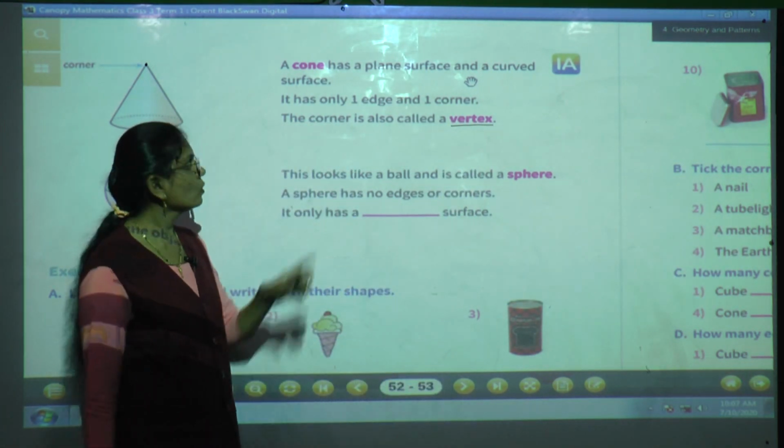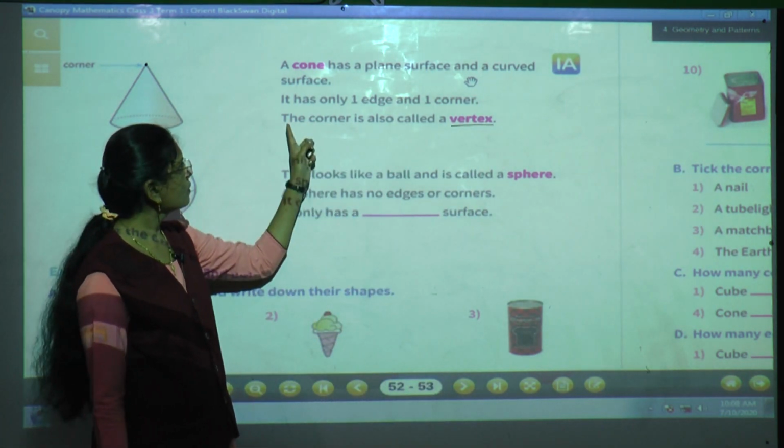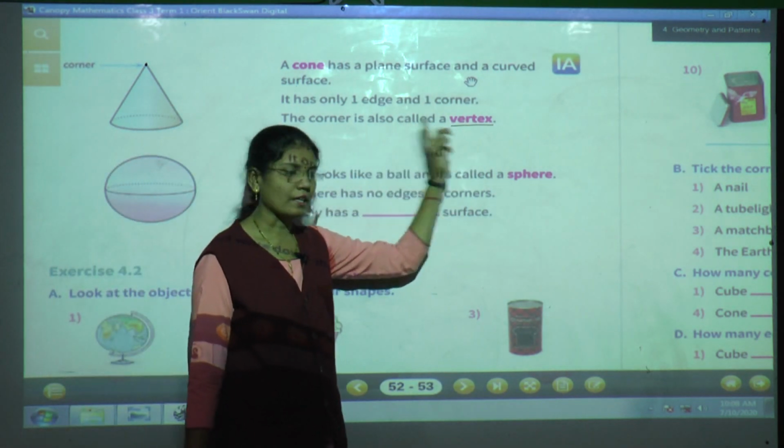This word is new for you. Keep this in your mind. The corner is also called a vertex.